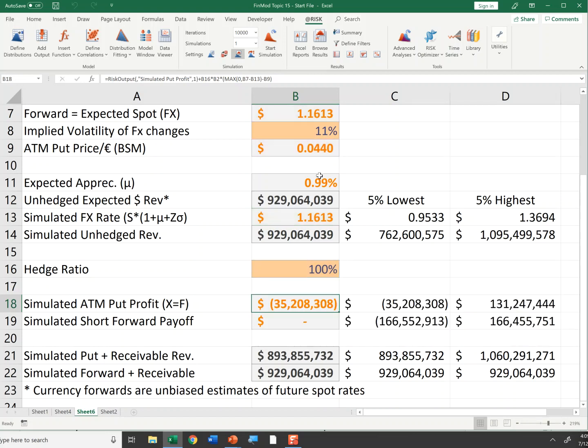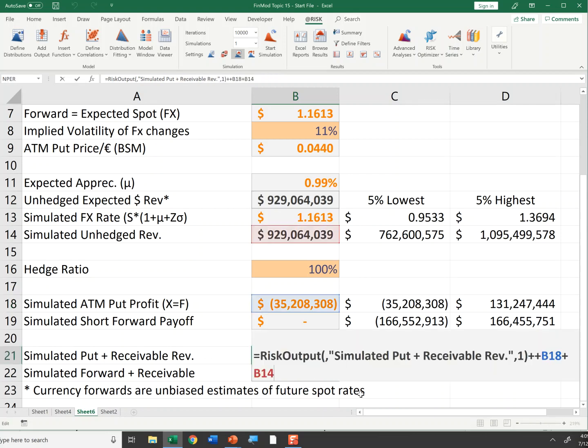So when I run this 10,000 times, every time this random Z number is really low and the euro is only selling at, say, 90 cents, the unhedged revenue is going to go down very far. However, every time I get a random low Z value and the euro falls, I'm going to get a big payoff on my put. Now, if you come down here to this formula, this is simply taking my unhedged revenue plus the payoff of the put.